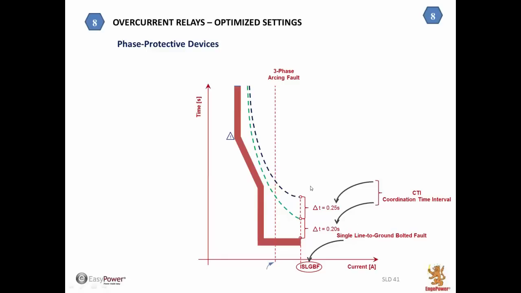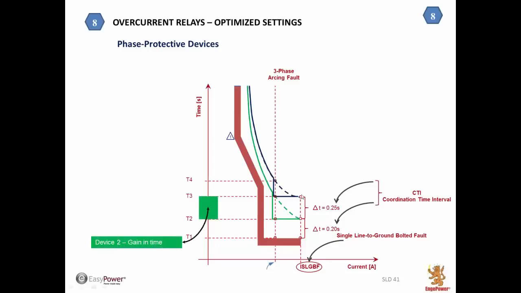The big problem is that if we have a 3-phase arcing fault, this relay will take longer to trip. So what we do is set a second definite time element in order to make the relay trip faster. And the gain we have for relay 1 is this one. For device 2 it is the green one. And for the blue one, the gain we have is this one.